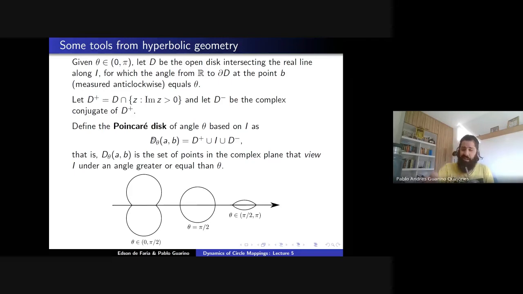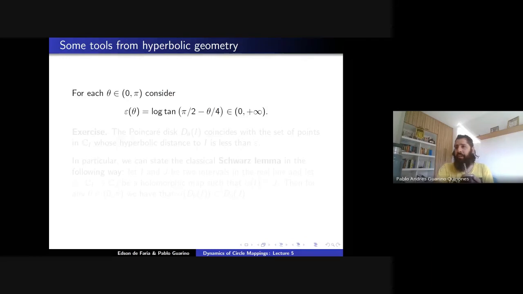Okay, so this is just linear, but then these two things, the hyperbolic metric that I just defined on the previous slide, and this Poincaré disk, they have a relation, and it is the following. Well, there is a formula which is not very nice.